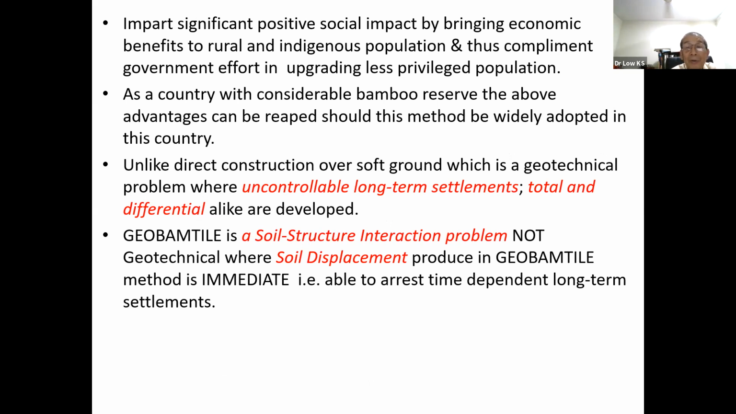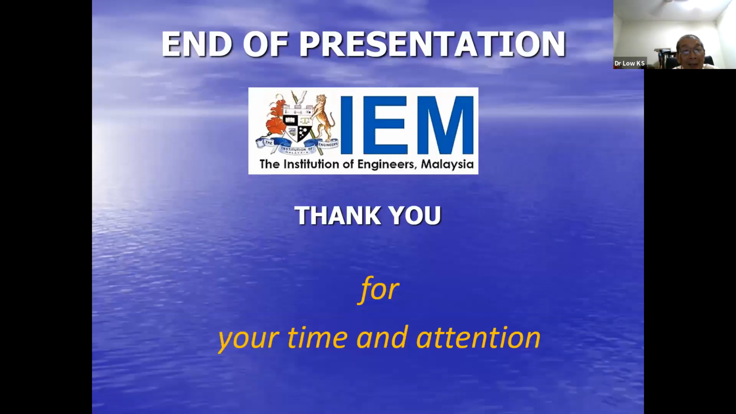Unlike construction over soft ground, which is geotechnical, with uncontrollable long-term settlement, here we don't have this problem. Geobamboo is a soil-structure interaction problem. Because of that, we don't get trapped in the old method where settlement occurs like the Pisa Tower. In other words, had the Pisa Tower been built upon our method, today there would be no leaning Pisa Tower. It would still be vertical. Okay, thank you for your attention and your time. Now I open to the floor.